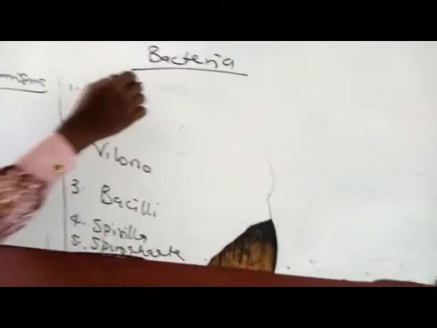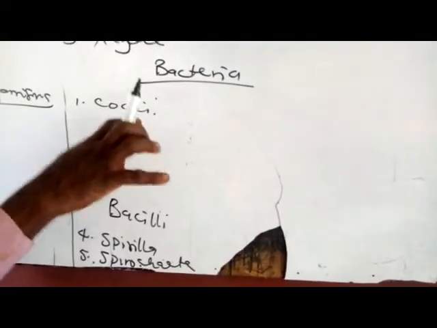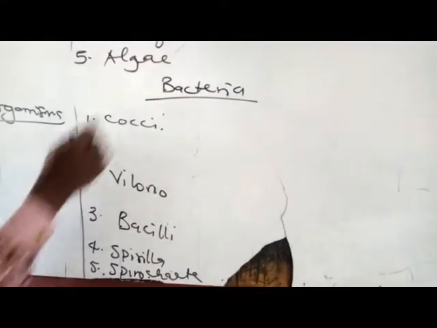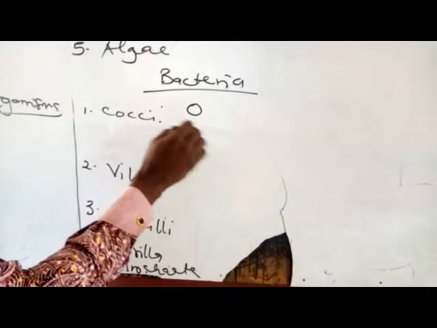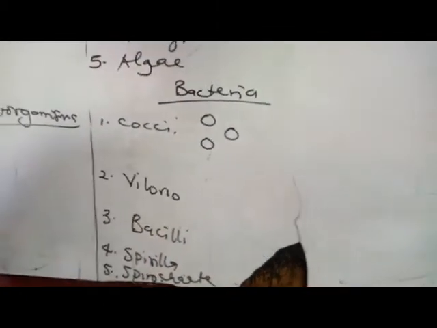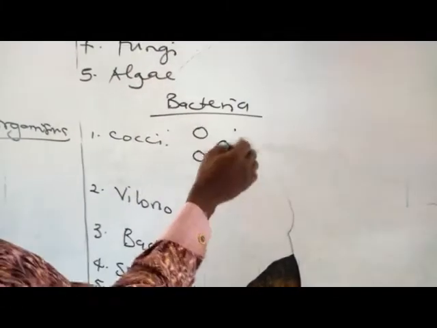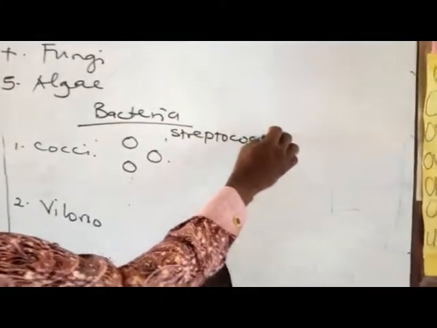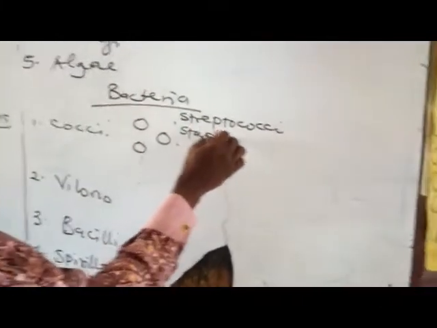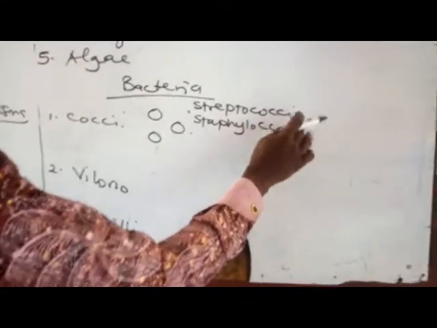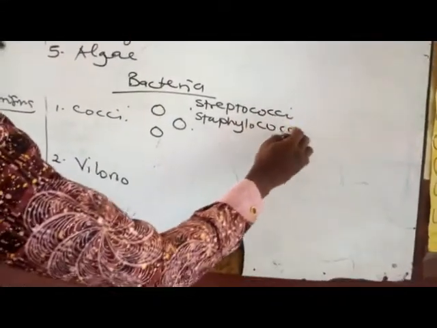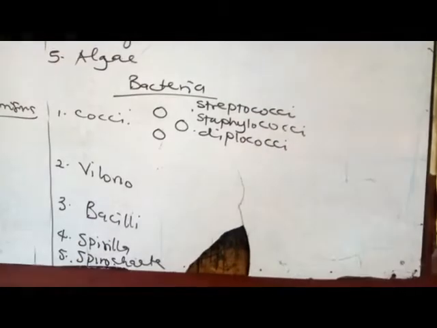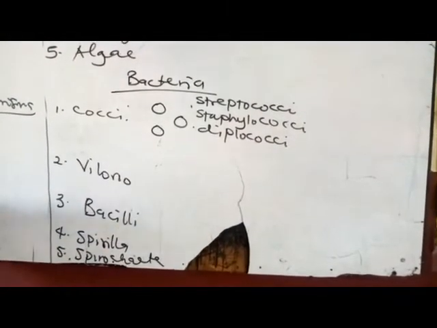Based on shape, cocci are a group of bacteria that are spherical in shape, or they have a fairly round shape. When you have something like this, we say that these are cocci. We have various types of cocci. We have the one we call streptococci. We have staphylococci. We have diplococci. These are various groups of cocci that we have.